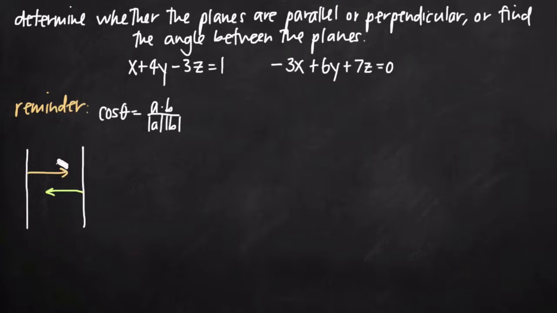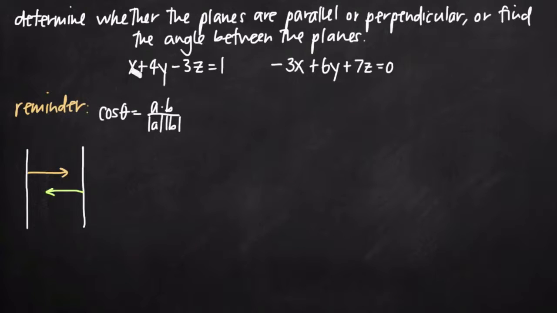So it's easier for me to test to see whether the normal vectors are parallel than it is to test directly whether the planes are parallel. So what I want to do is find the representation of the normal vector of each of these planes and then see whether those are parallel or not. So to find the normal vector, all I need to do is take the coefficients on each of my x, y, and z terms in each equation of the plane. That'll give me the components of my normal vector.